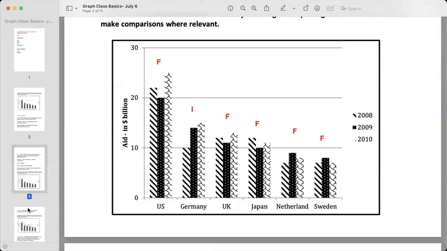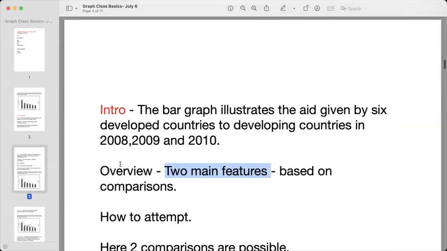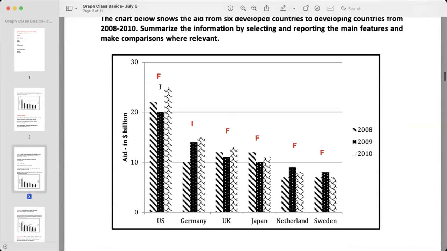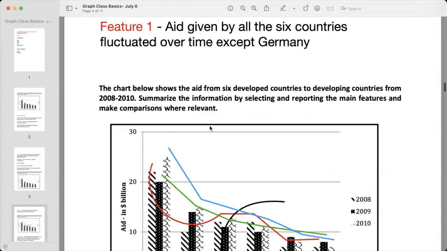Okay, so I've written this feature. Aid given by all the six countries fluctuated over time except Germany. If you look at it, I've written the same thing that I've mentioned here. Fluctuated, increased, fluctuated, fluctuated, fluctuated, fluctuated. Germany increased. So I've written the same thing. Aid given by all the six countries fluctuated over time except Germany.